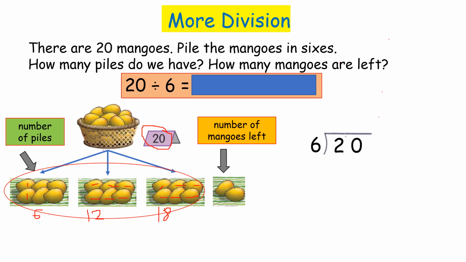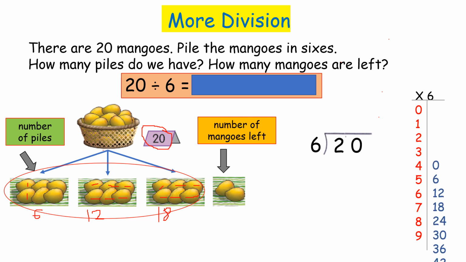Before we continue, build the 6 times table first. Like this: 0, 1, 2, 3, 4, 5, 6, 7, 8, 9 in the red color. And then the product of 6 here means that 0 times 6 equals 0. 1 times 6 equals 6. 2 times 6 equals 12. And then so on.